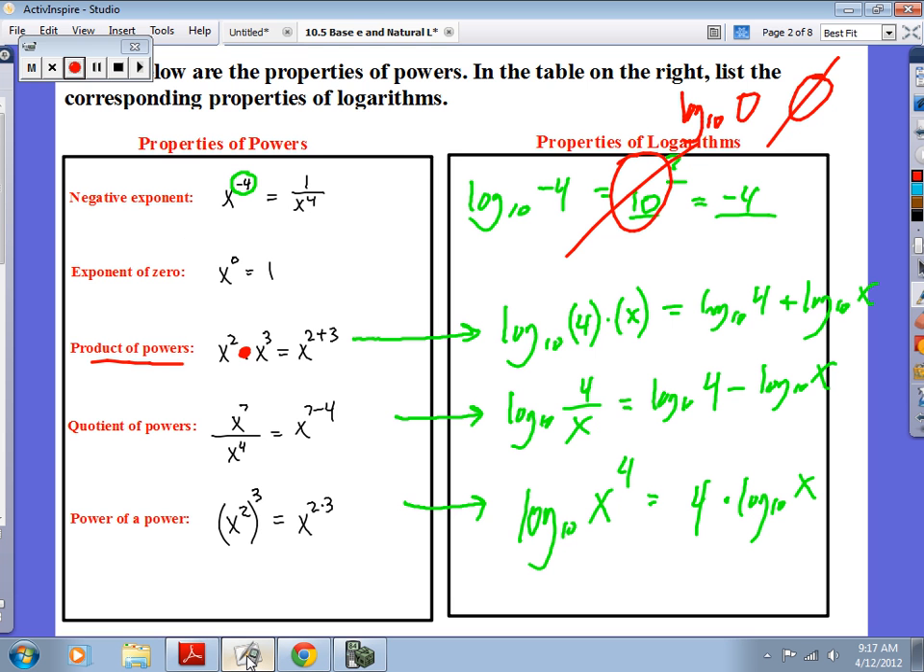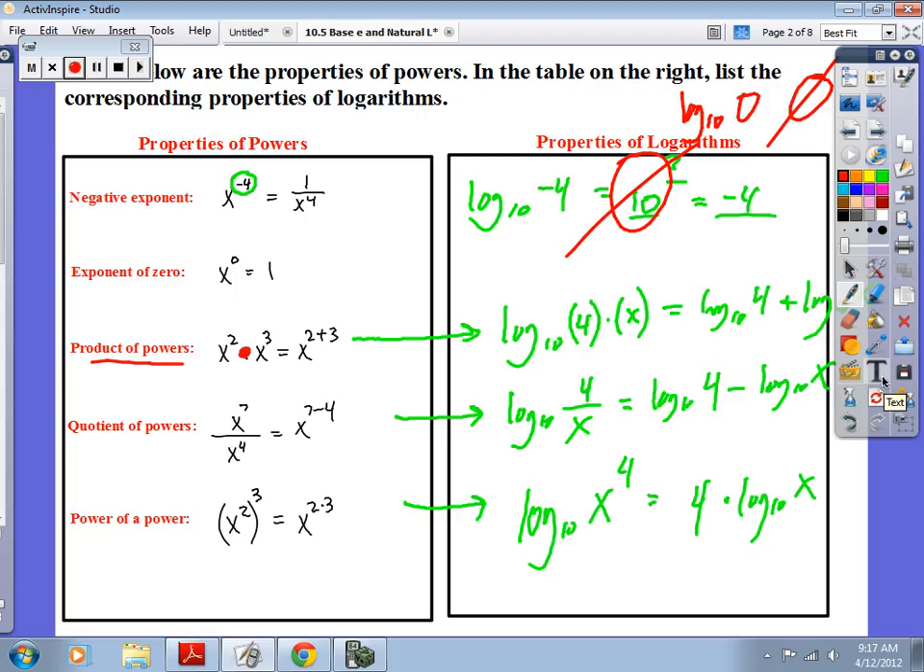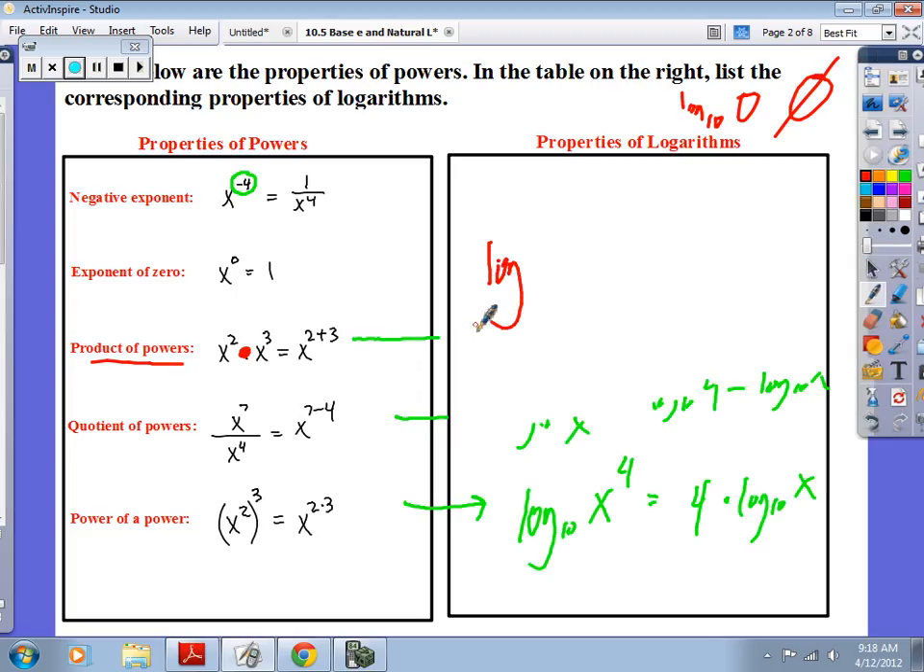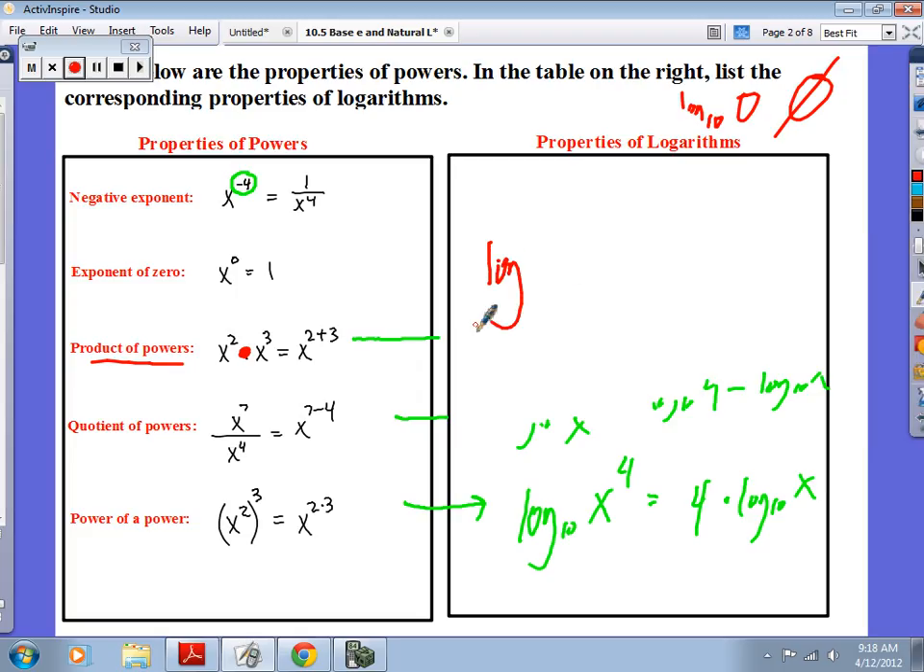Good, Morgan. Okay, last one. Do you remember there's a rule if you get 0 for an exponent? What's anything to the 0 power? 1. Okay, let me erase. So the rule for logarithms is going to be this. What if you have the log in base 10 of x equals 0?